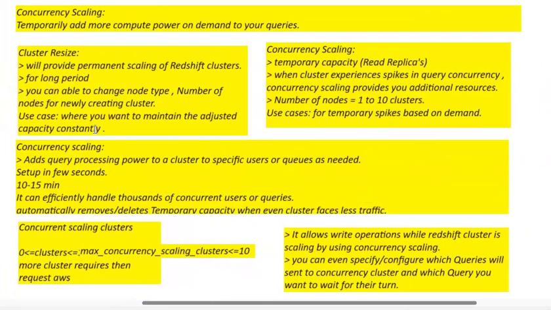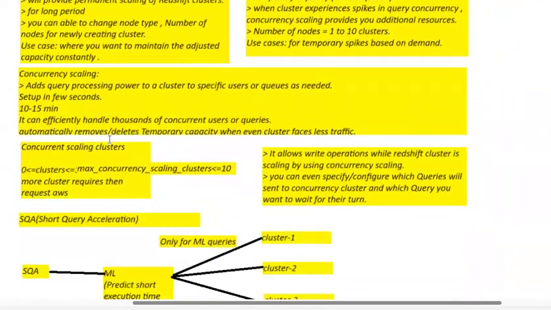Not every queue needs to access a concurrency scaling cluster. A concurrency scaling cluster is best for high priority queues. You can even think of it like an express bus on your highway. Whatever high priority queues you have, you can send those to concurrency scaling clusters, based on your need. So this is all about concurrency scaling.